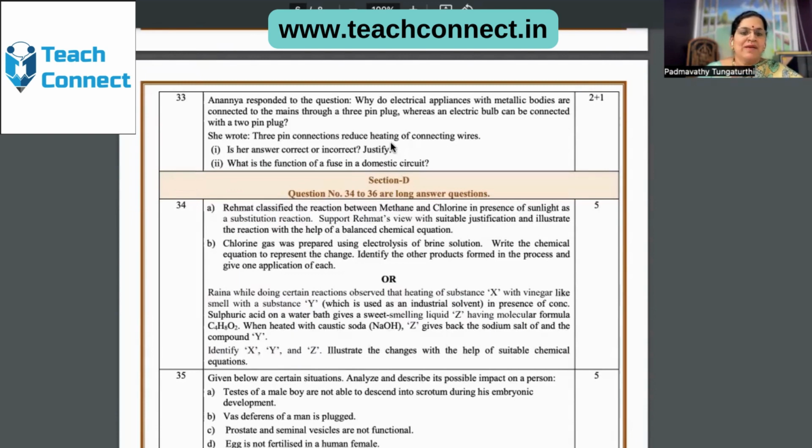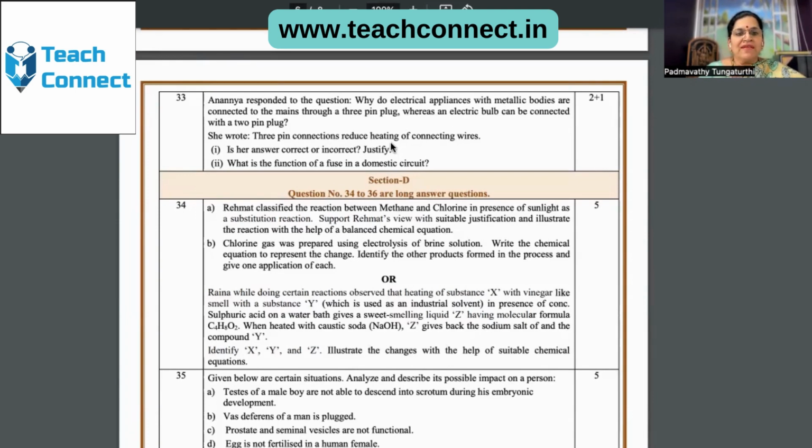Whereas an electric bulb can be connected with a 2-pin plug. In a bulb, all the electricity passes and must only glow and convert into light. But when a person is using an electrical appliance, a low resistance wire is connected, because that's a good conductor. The extra current, if it suddenly flows, has to flow inside the earth. That is what we call earthing.